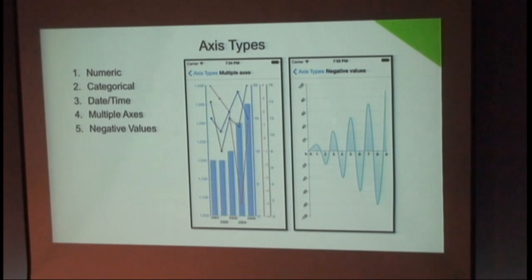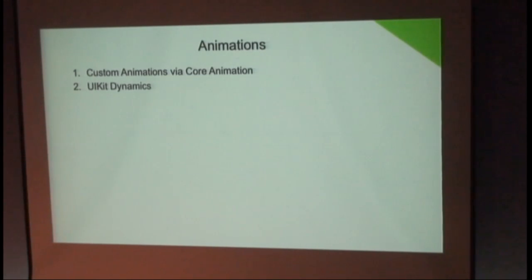Negative values is great, for instance, if we wanted to show some sort of sales data. Hopefully your sales data doesn't look like this, unless maybe you're a $100 company, maybe a lemonade stand or something. But those were also two other axis types that were requested by our users, and we implemented those.